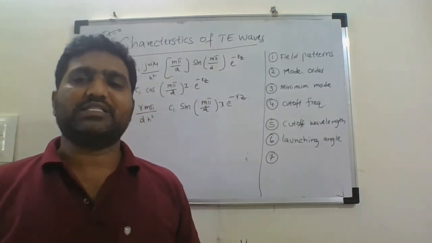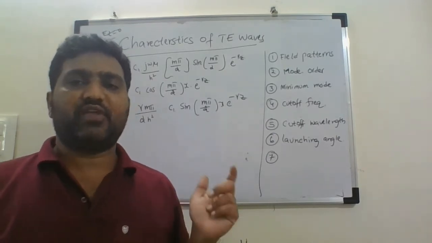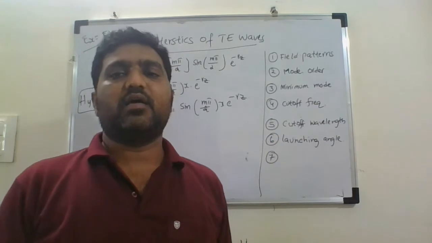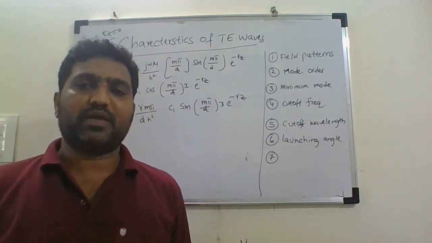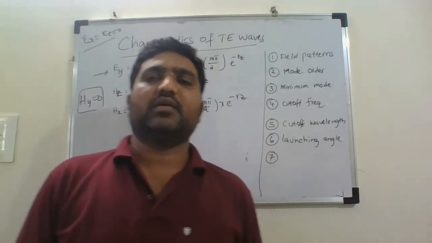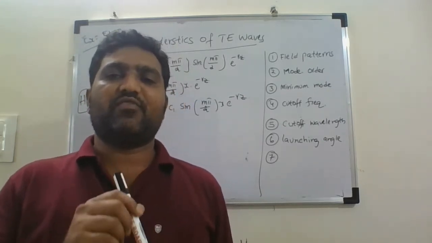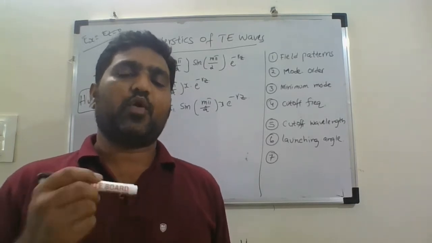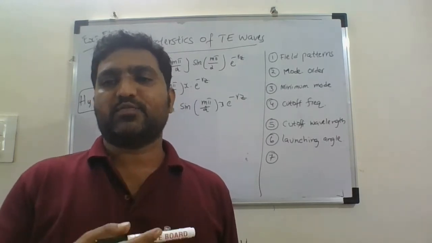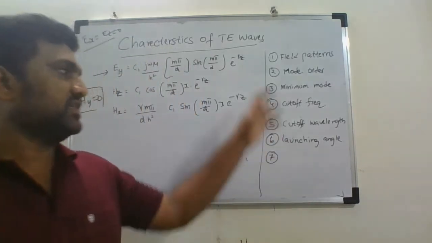So what is this cutoff frequency? Why does it come into the picture? And what is the expression in the case of TE waves? We will calculate that. And then similar to cutoff frequency, we have cutoff wavelength, that is the maximum wavelength that is supported by the waveguide. And third is the launching angle. Launching angle is the angle with which we have to launch the EM wave into the waveguide so that it propagates in the required manner. That means we will get the field pattern as per our requirement, that is the number of modes, etc. We will discuss one by one.